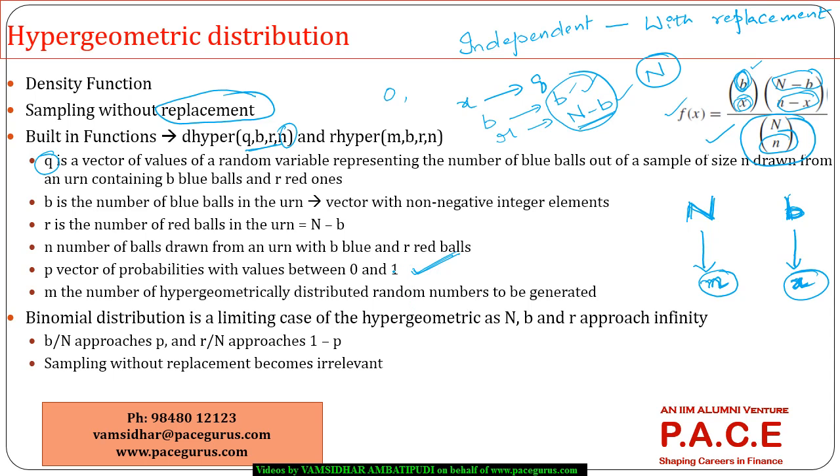So let's try it out. And when I'm doing a random number generation from a hypergeometric distribution, I'm using another variable called m, which is the random sample that I have to really generate. So let's go with doing these functions.